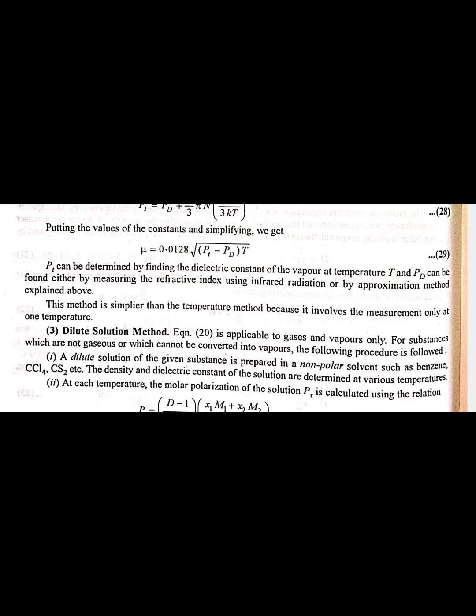Putting the value of constants and simplifying, we get μ = 0.0128 √((Pt − Pd) T), equation number 29. Pt can be determined by finding the dielectric constant of the vapor at temperature T, and Pd can be found either by measuring the refractive index using infrared radiation or by the approximation method explained above. This method is simpler than the temperature method because it involves fewer measurements.